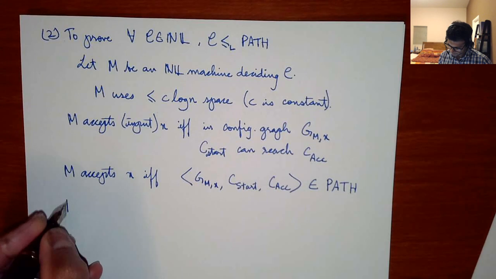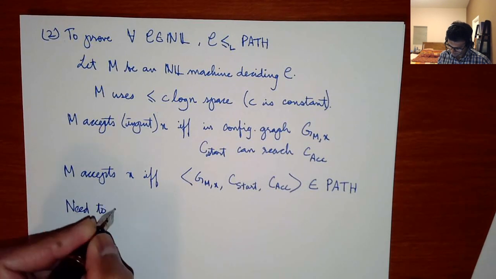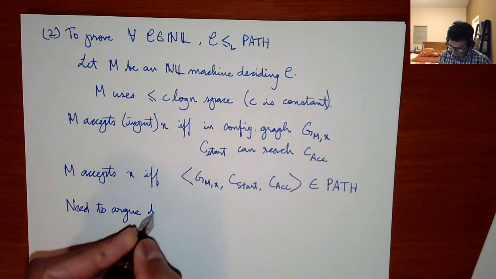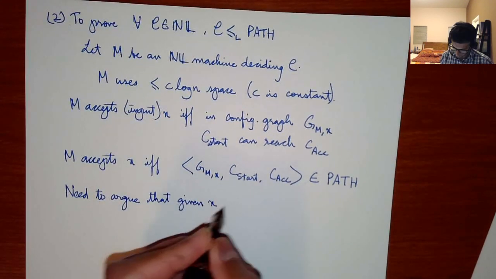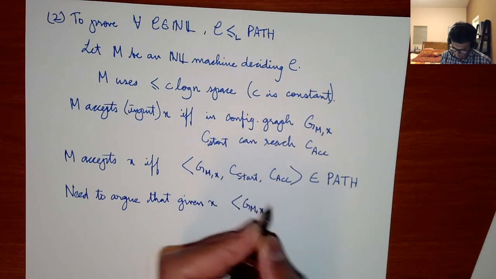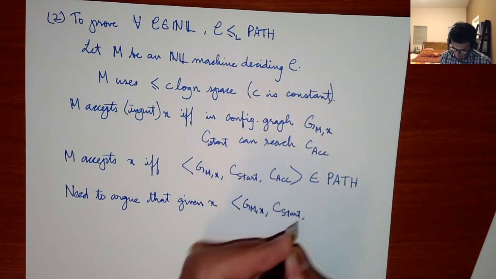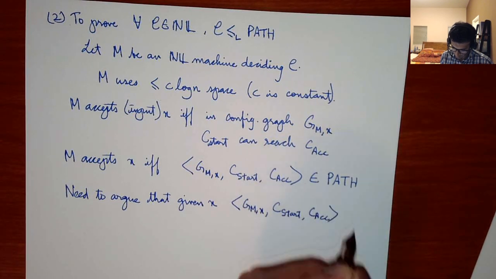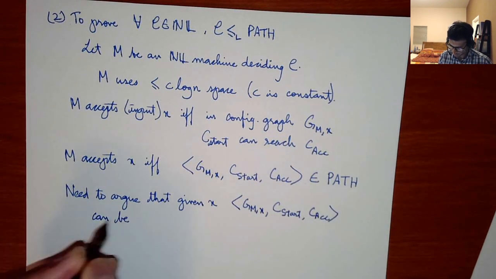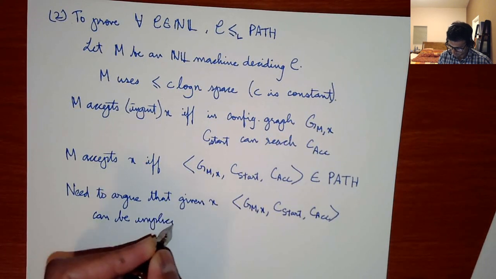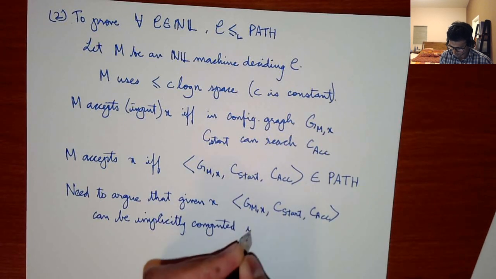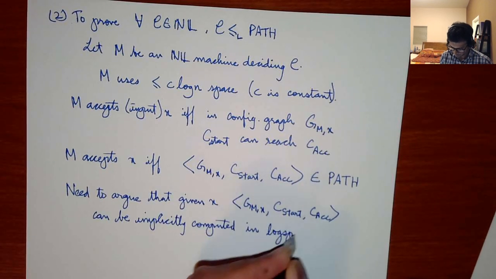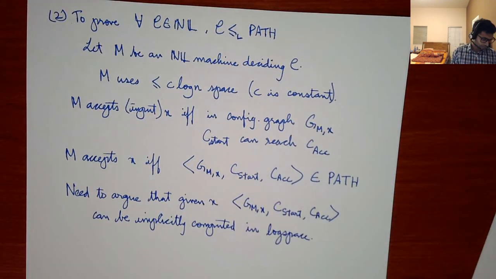We need to argue that given x, (G_{M,x}, C start, C accept) can be implicitly computed in log space. Okay?